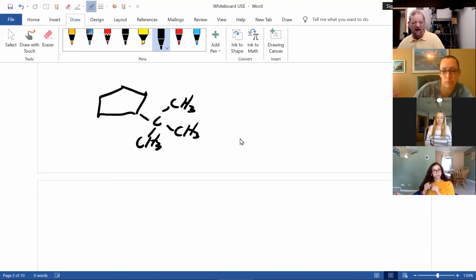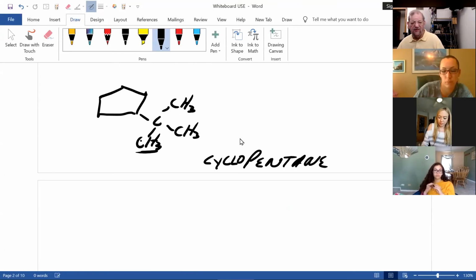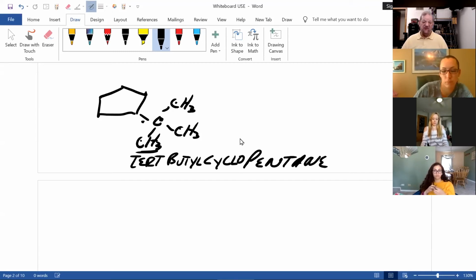Therefore, 5 carbons, pentane, it's a ring, cyclopentane. I have here a tert-butyl group, 1, 2, 3 carbons to a center carbon to the ring. That's tert or T-butyl, and next week I'll be a lazy organic chemist. And no number because it's the only alkyl group, so that's tert-butylcyclopentane.